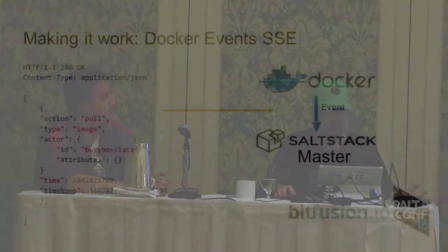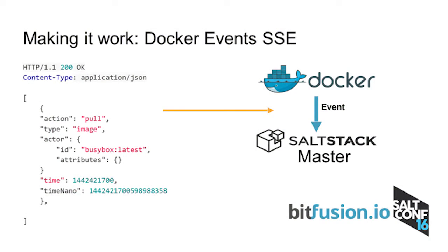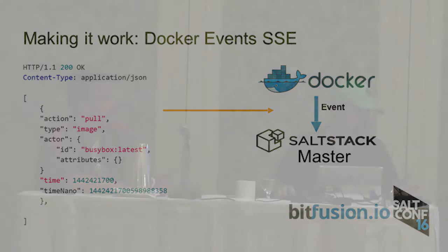So this is what an actual Docker event looks like when it comes through from the SSE stream. Again, you can see, not very nicely, it's already JSON for us. It tells us what the particular transition was, in this case a pull. It tells us what the type of the actor is, in this case image. And we can see that in this example the image was the BusyBox latest image for Docker that was being pulled down. And then we have some timestamps just for general housekeeping.